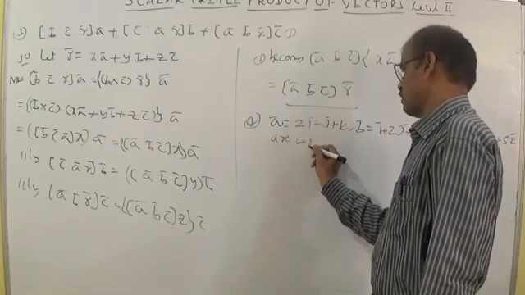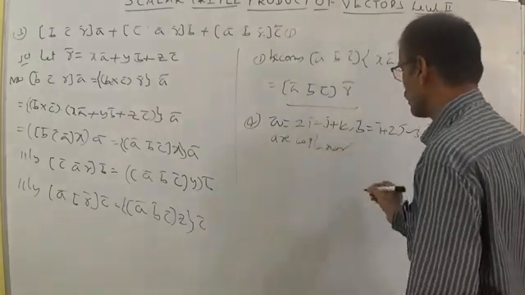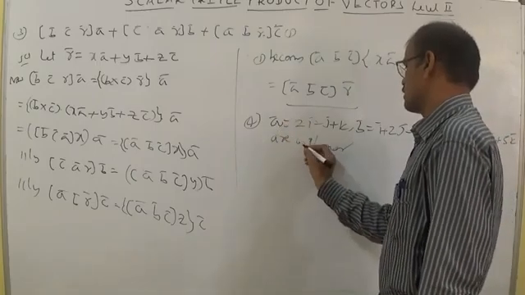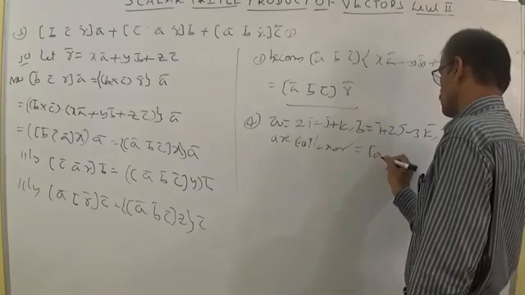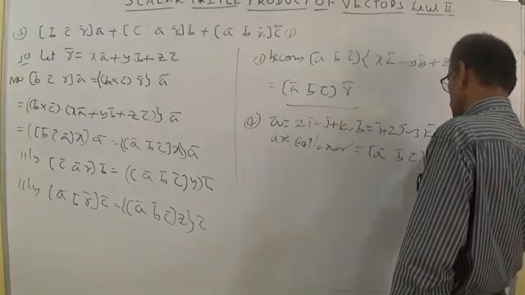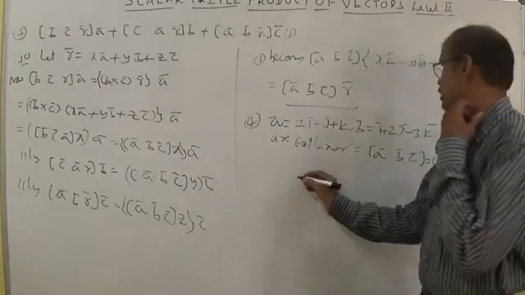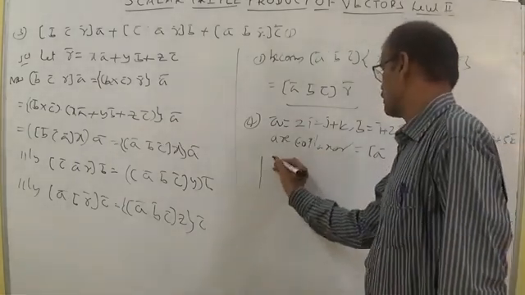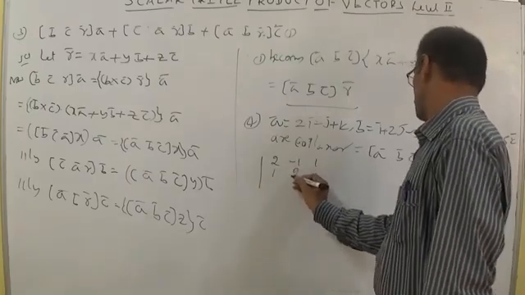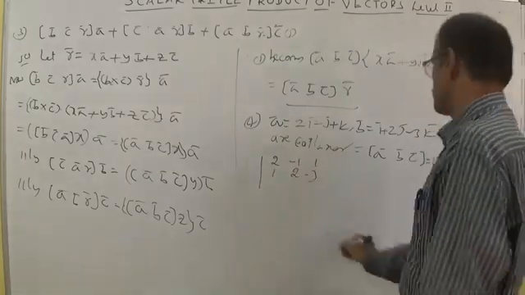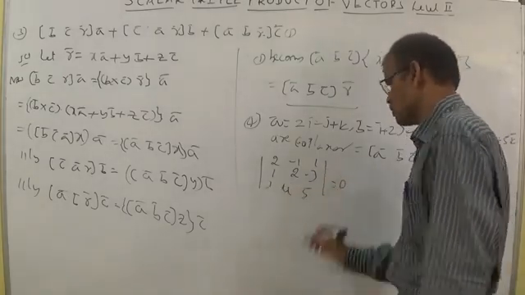Whenever three vectors are coplanar, we can say that the determinant of the vectors is 0. Then we can write box ABC equal to 0. Box ABC means the determinant of the vectors. Now we can write this as 2, minus 1, 1, and 1, 2, minus 3, and 3, mu, 5, equal to 0.